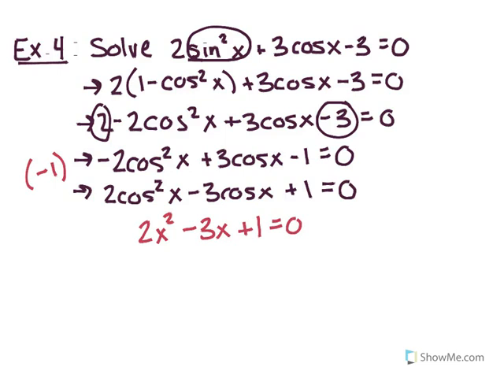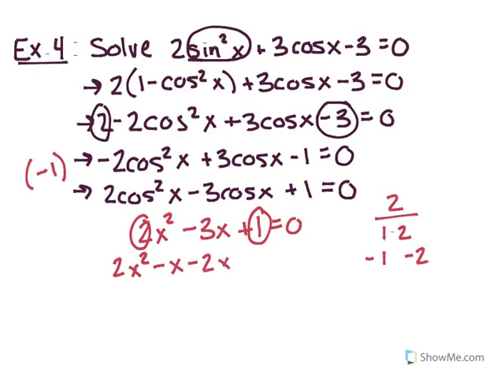Now, this is where we're going to have to multiply our a and c terms together, which is going to give us a 2. And the only factors of 2 that we have are 1 and 2, which hopefully add up to 3, which of course they do. And it looks like we're going to need a -1 and a -2, so that yields a -3. So we're going to rewrite as 2x squared minus x minus 2x, and this is coming from these two numbers right here, -1 and -2. And then plus 1 equals 0.